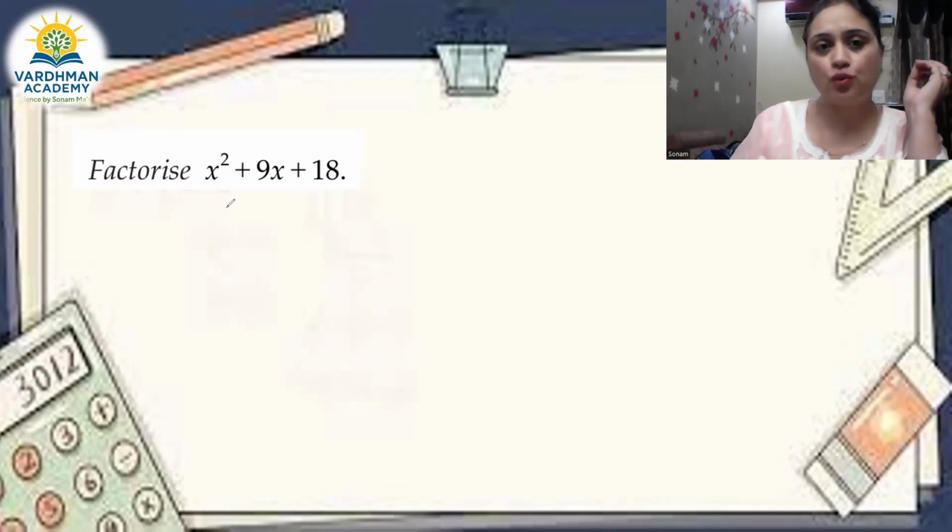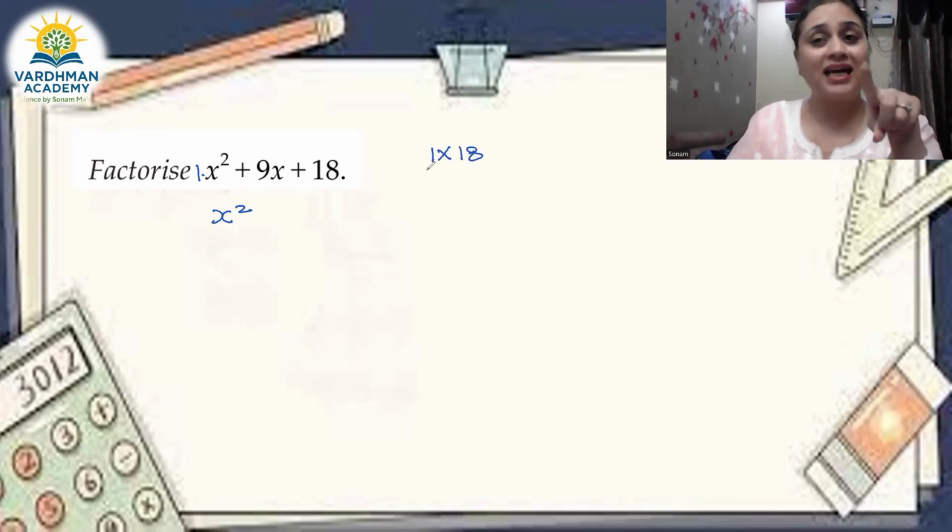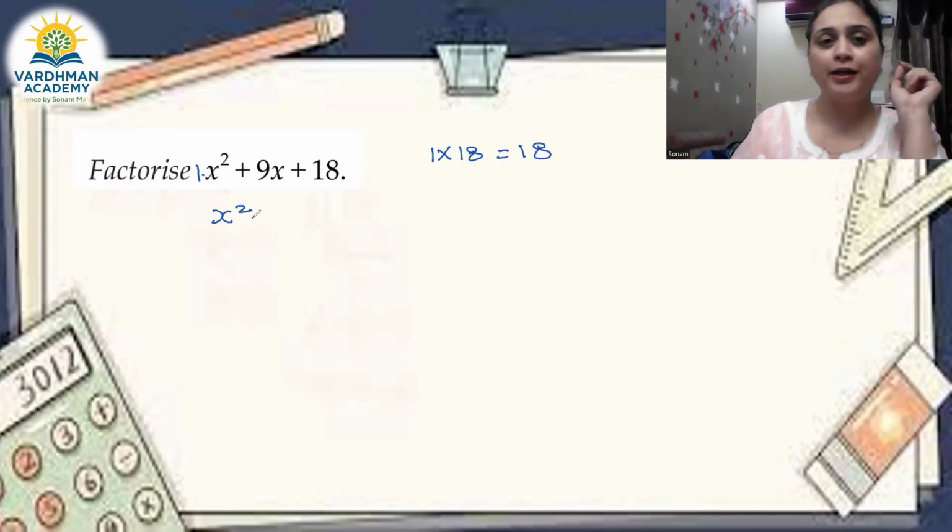So we have x square plus 9x plus 18. We'll write the first term as it is. Its coefficient is nothing, meaning the coefficient is 1. So what are you going to do? We'll go by step. We're going to multiply the first and the last term. That makes it 1 times 18, which is 18, children, right? So you're going to multiply the two. You have to split it so as to get 18.